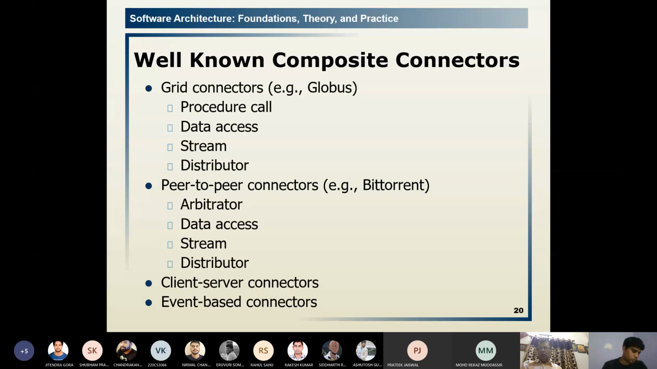Next Monday: Globus, BitTorrent, client-server, event-based. How do the connectors help here? What is the objective of caller, callee, role, port, and what type of syntactic or semantic interconnection? How are interconnections helpful for the connectors? So 4 students: tell Jitendra Gora, okay? One boy, Jitendra Gora, event-based connector, okay?